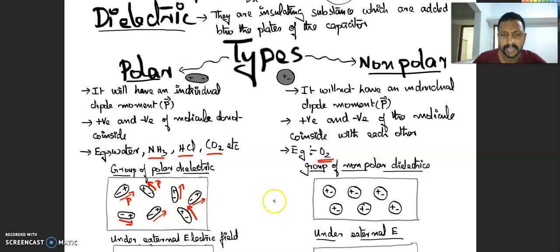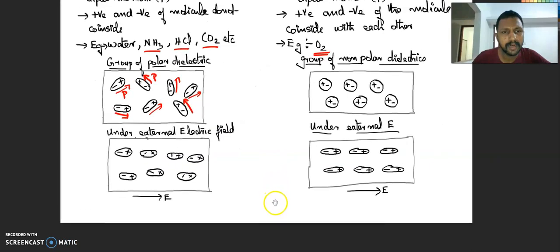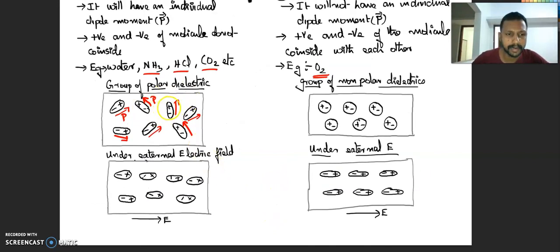Okay. Then, if we place the group of polar dielectrics in an external electric field, what will happen? Just consider an external electric field applied in this direction. If we place this same group of polar dielectrics under an external electric field, due to this external electric field, the individual molecules will align according to the electric field. That is, over here they were in a random manner, but in this case they are in an organized manner.